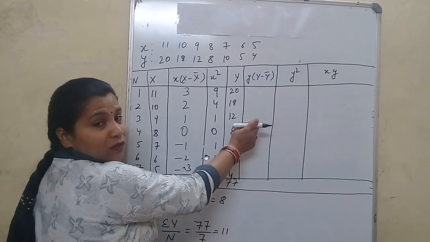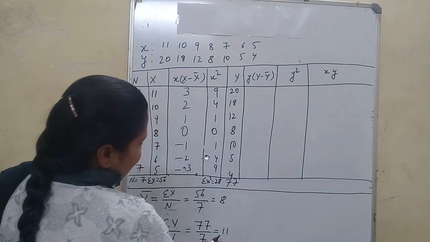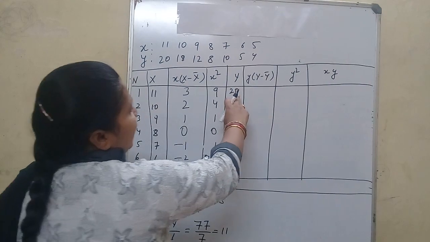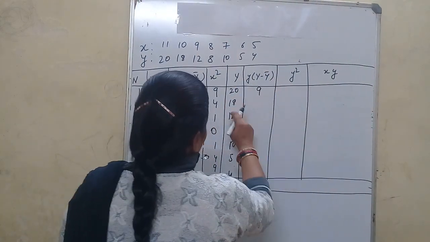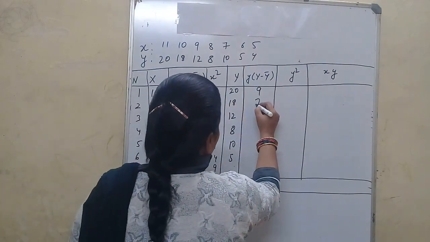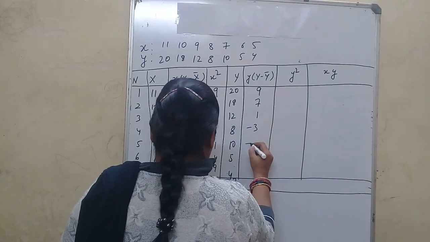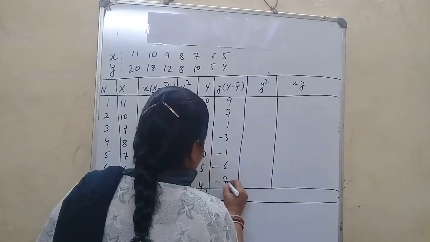Same process continues here. We have to make the deviations. What's the mean? It is 11. Then 20 minus 11 comes 9. 18 minus 11 comes 7. Then 1 minus... 3, minus 1, minus 6, minus 7.